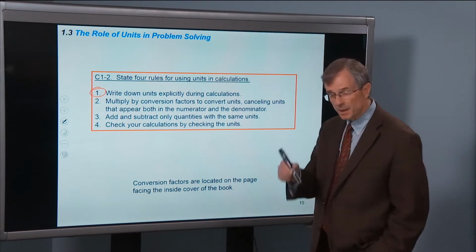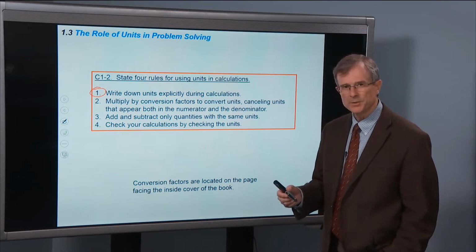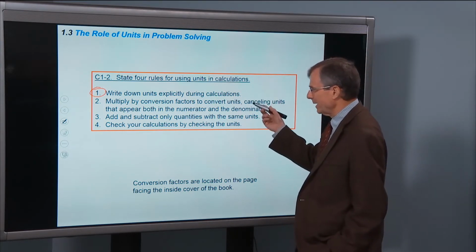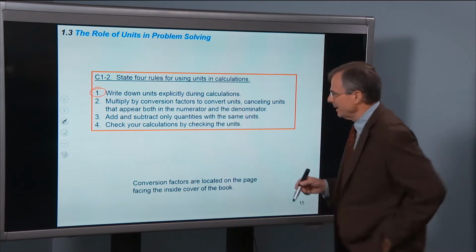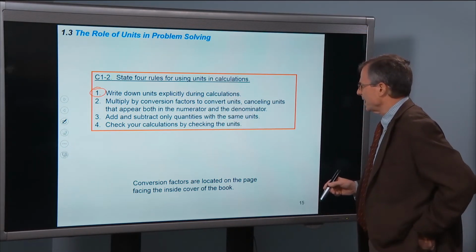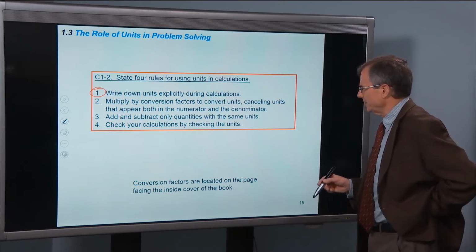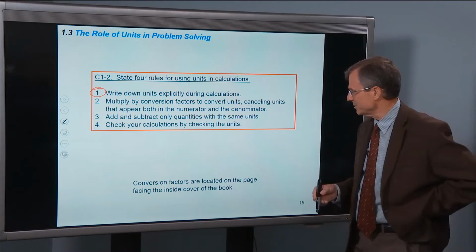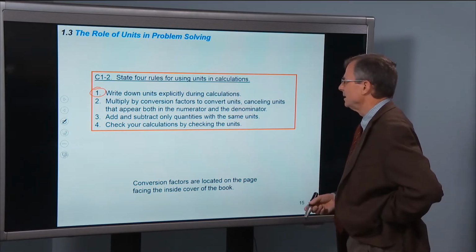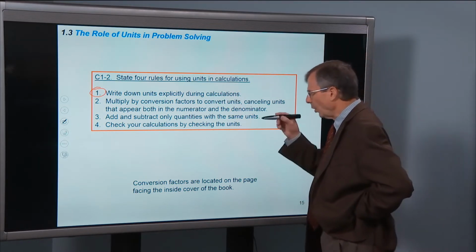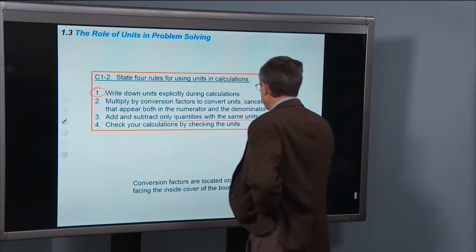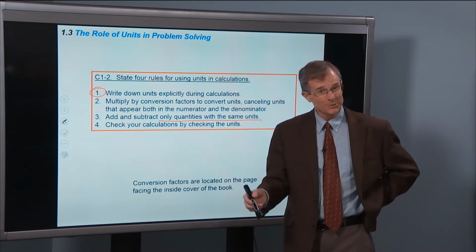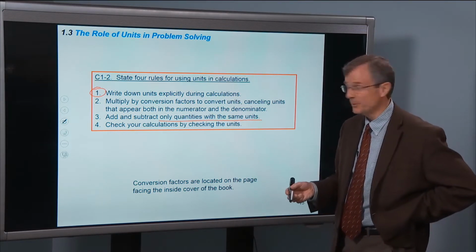So if it's a number and if it has a unit attached to it, then carry that unit along and write it down. Number 2, multiply by conversion factors to convert units, canceling units that appear both in the numerator and the denominator. I just gave you a couple of examples of that with the miles converted to kilometers, or kilometers to miles. Add and subtract only those quantities with the same units. You can't add a distance in miles to a distance in kilometers. It just doesn't work, or at least doesn't give the correct answer.